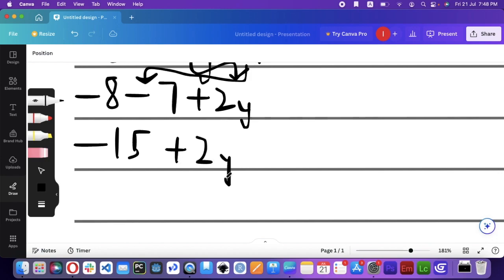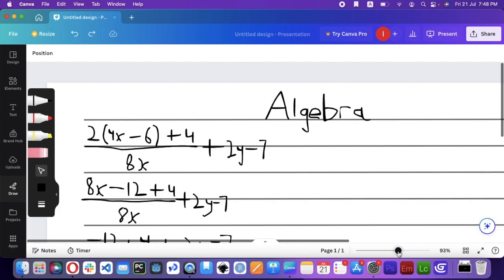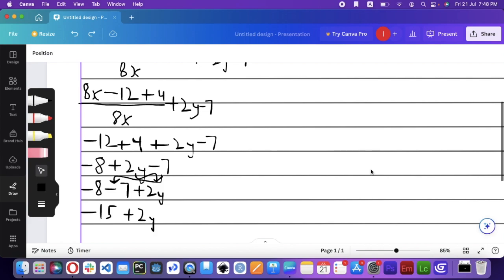You can't simplify this any further because, as I said, you can only add things if they have the same variable. But if this was a multiplication instead, then you could just multiply negative 15 by 2y, which would make negative 30y. But it's addition, so we can't do anything about it. Anyways, so this is the entire equation, solved step by step.